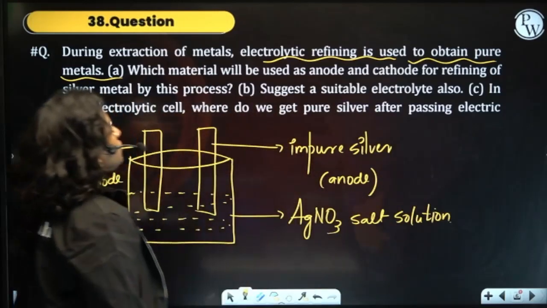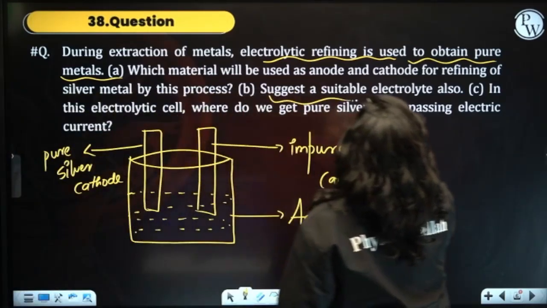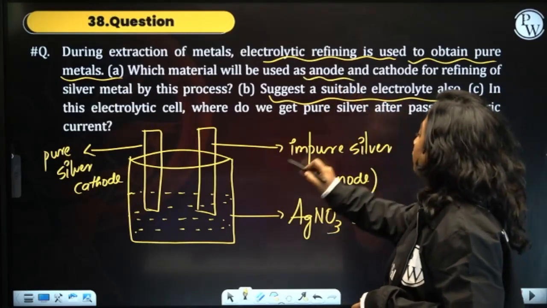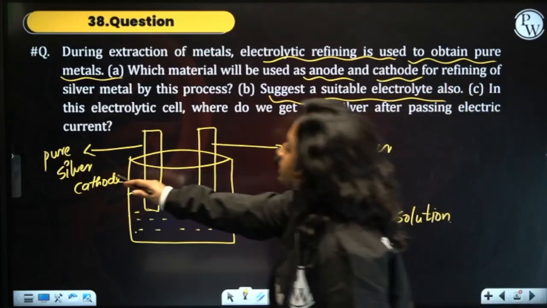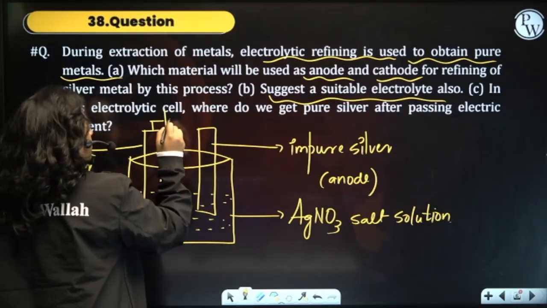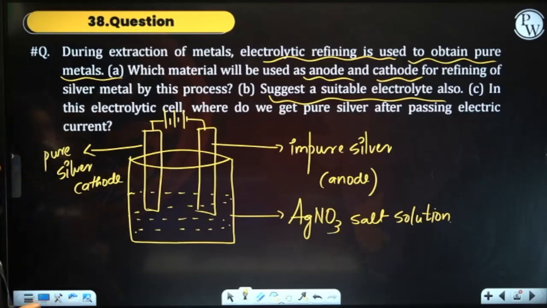So they've asked you, suggest a suitable electrolyte. Which is the suitable electrolyte here? Silver nitrate. Which material will be used as an anode? Impure silver. Cathode, pure silver. Connected, the anode is connected to the positive end, right? So they connect it, that's it.